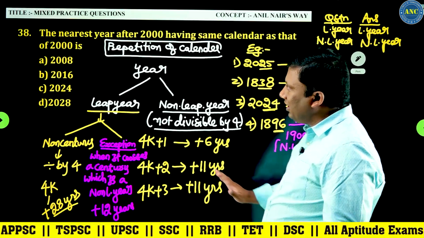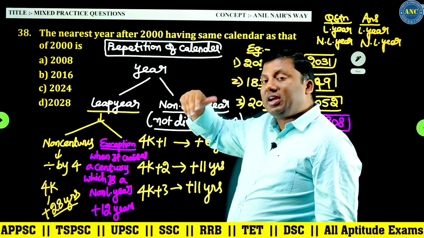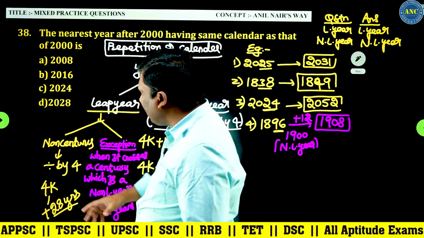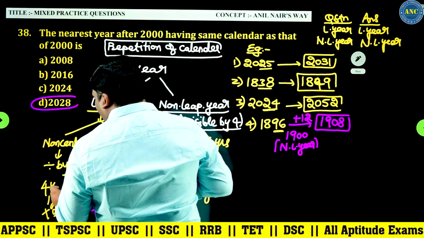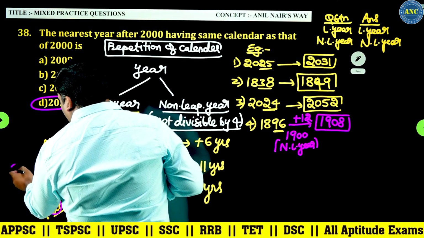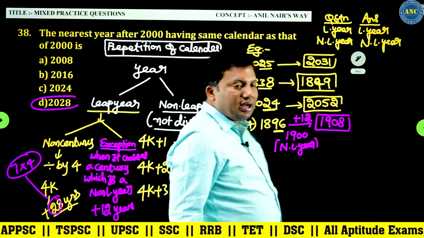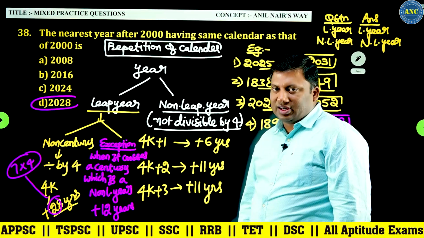I hope the idea is clear. Nearest year after 2000 means it has already crossed 2000, and 2000 is a leap year, so the calendar will repeat after 28 years. Simple way to remember 28: there are 7 days in a week, and if it is a non-century year, a leap year comes once in 4 years. Are you all with me? Very, very good question it is.